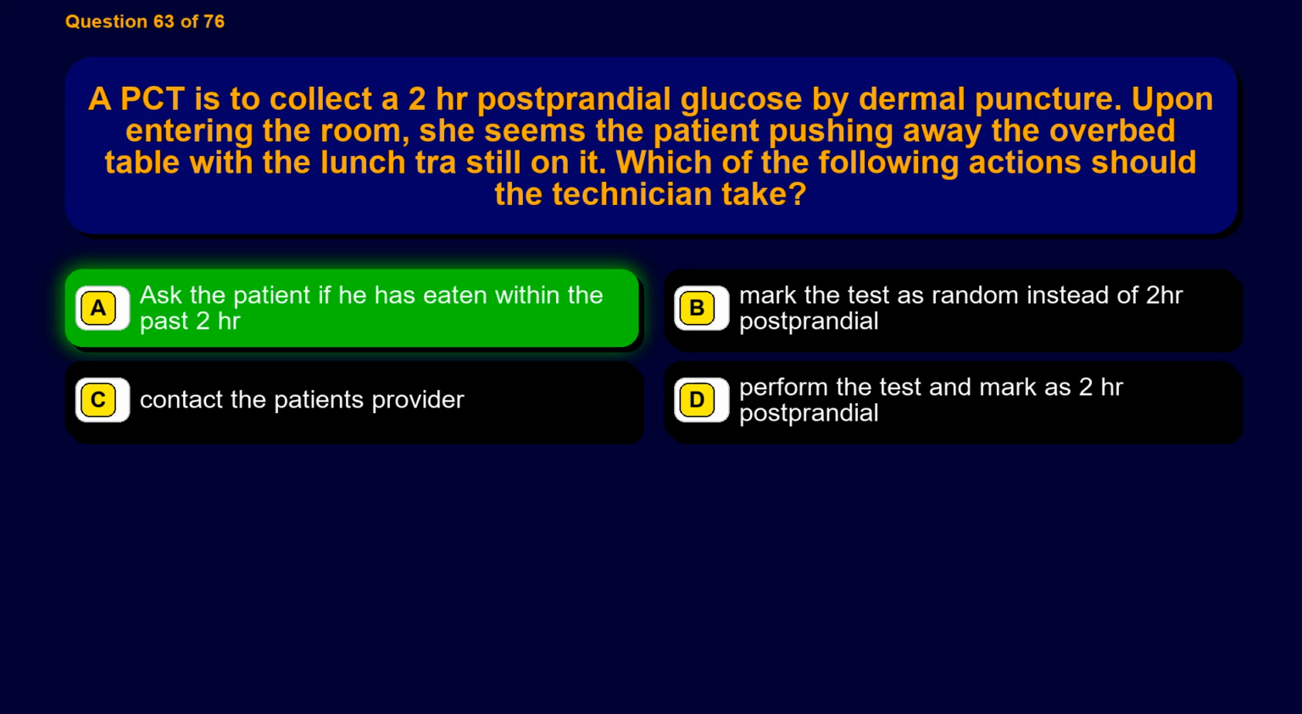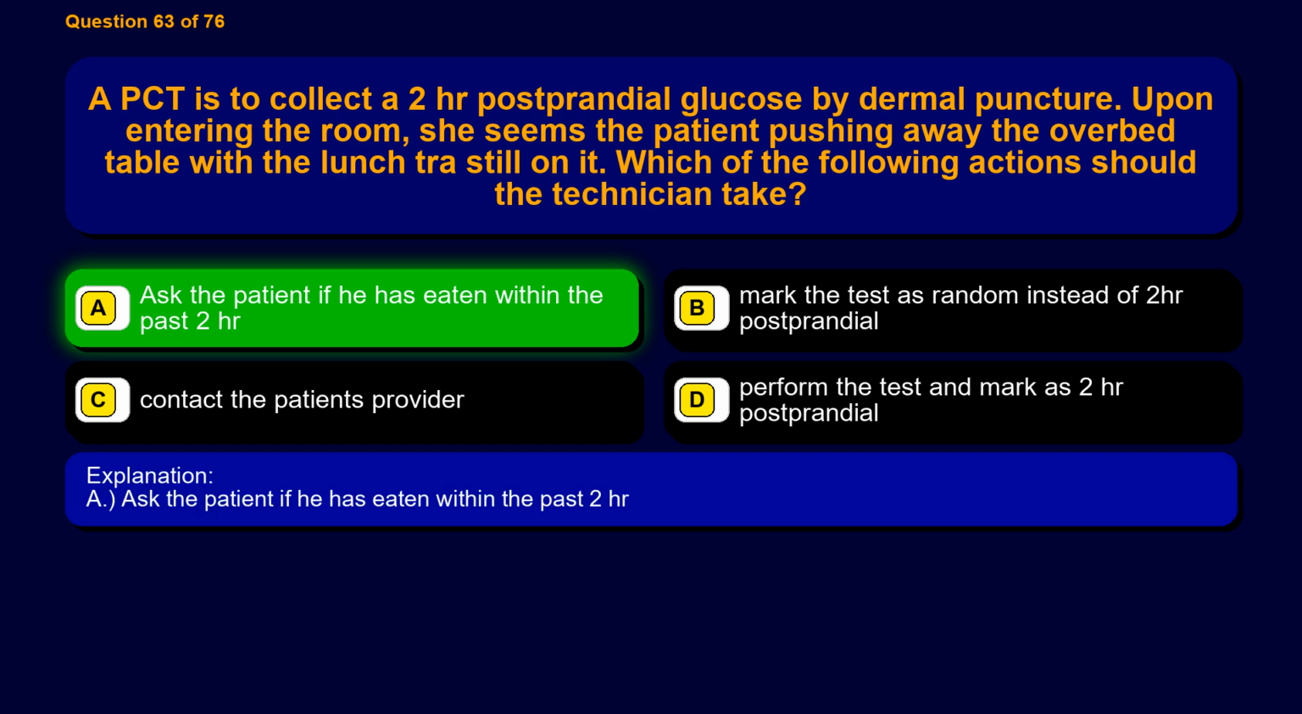The correct answer is option A, ask the patient if he has eaten within the past 2 hours.